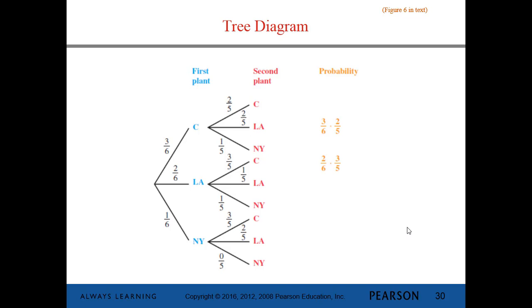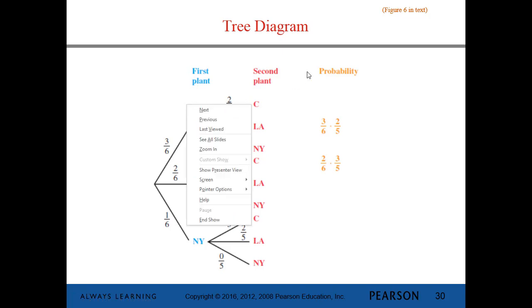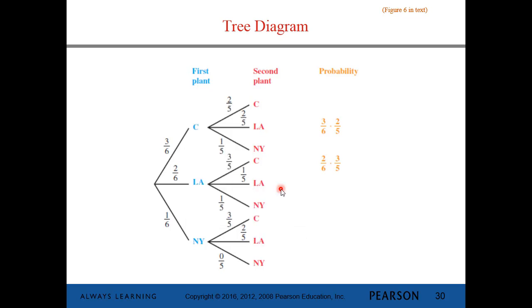So one way of doing this is setting up a tree diagram. Okay, so if we look at the first month, we're going to choose a plant. And so we have Chicago, LA, and New York. Okay, so what's the probability of choosing these 3?